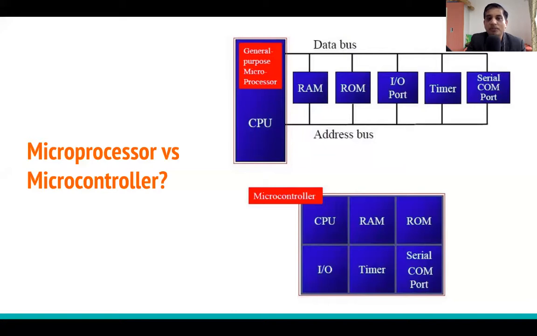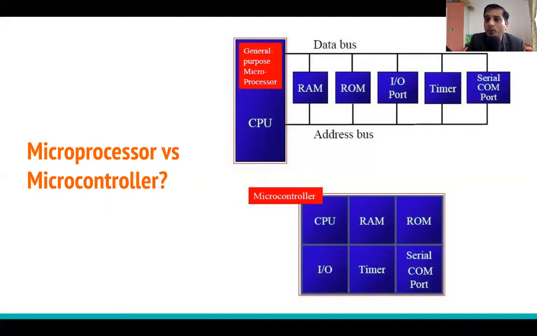But suppose for general implementation of your project, if you are using a microprocessor only because it is faster, then what happens? Now, a microprocessor only has the CPU, central processing unit. It can only process the data, it is not storing the data. Whatever data you have to process, you just feed to the ALU, arithmetic logical unit, and your CPU will execute it. So a microprocessor only has the CPU inside it.